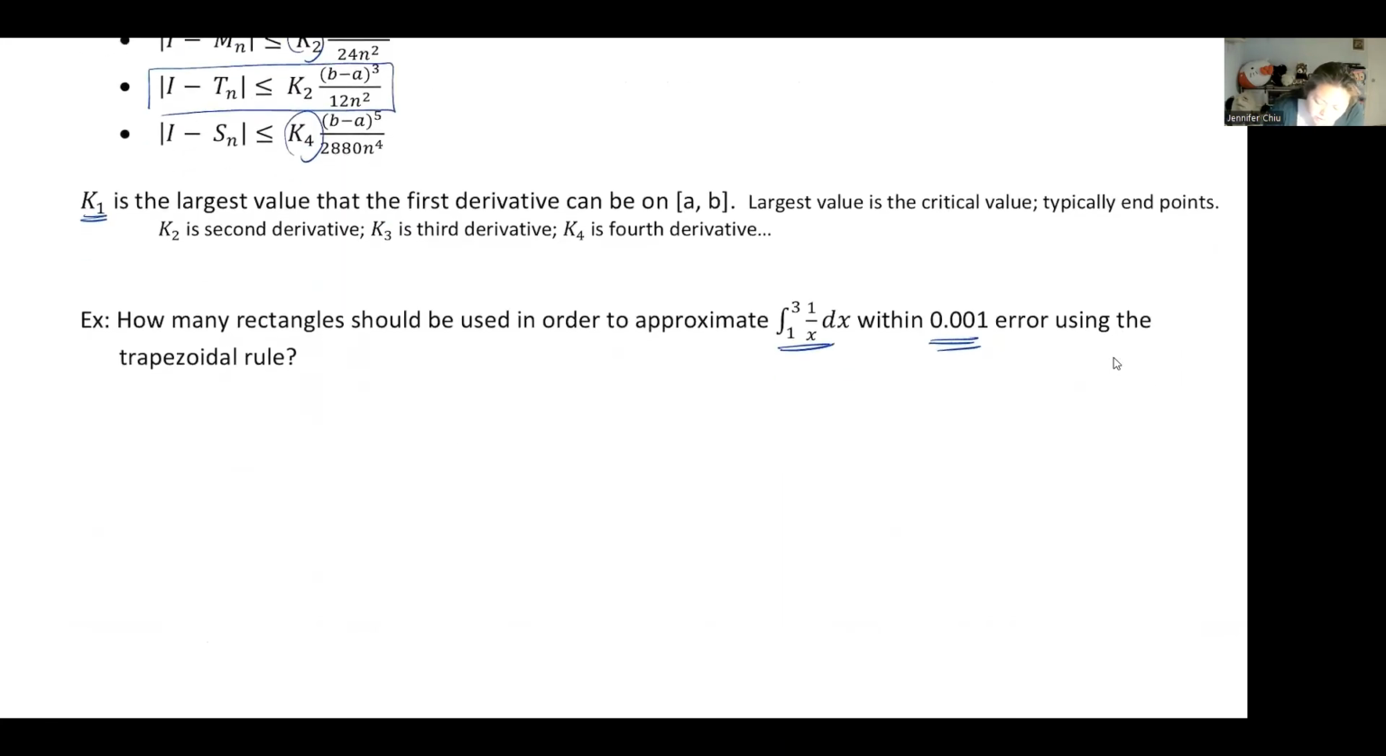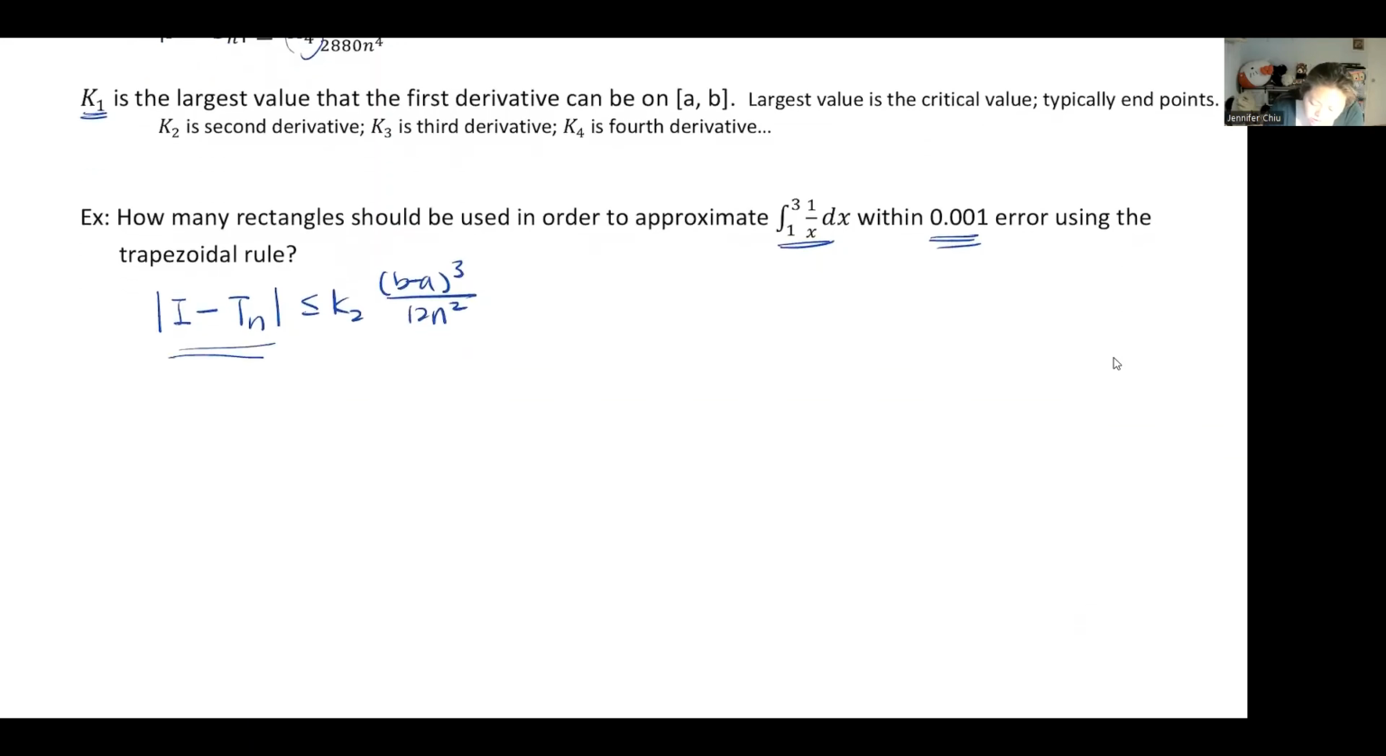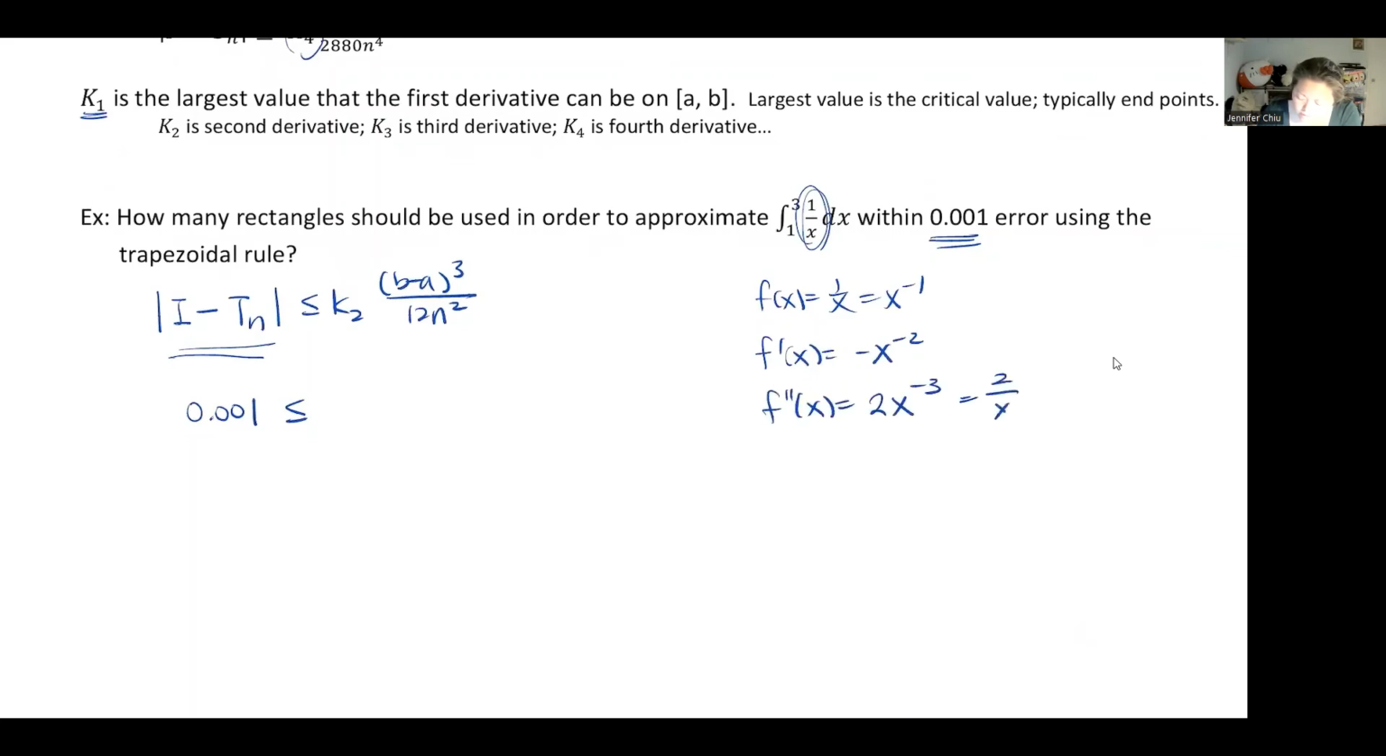All right, so I'm just going to write it again down here so I have a lot more access to it. So |I minus T sub n| is less than or equal to K sub 2 times (B minus A) cubed over 12n squared. So the error allowed here is 0.001. For K sub 2, I need to figure out the derivative. So I look at my original function here, 1 over x, which is x to the negative 1. I need a second derivative because it's K sub 2. So f prime is negative x to the negative 2. F double prime is 2x to the negative 3, so 2 over x cubed.